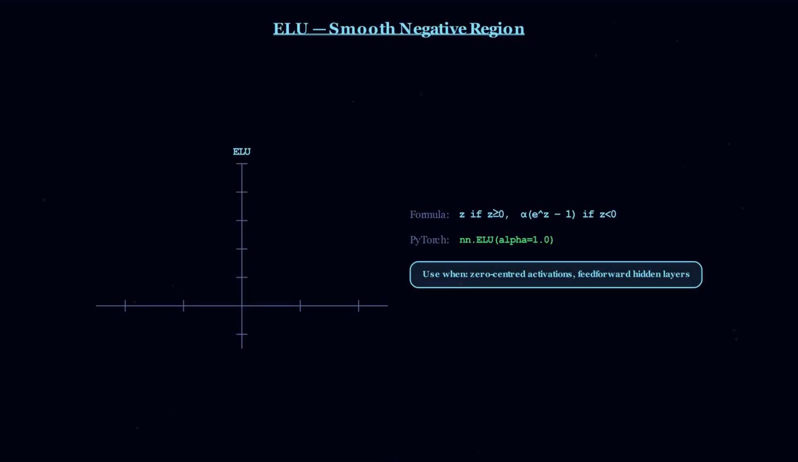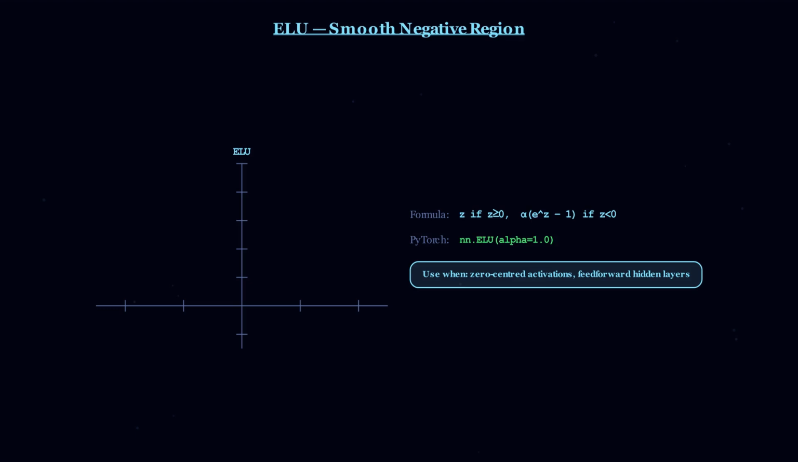Smooth negative region, mean outputs closer to 0. Formula: z for positive z, and alpha times e to the z minus 1 for negative z. Alpha is typically 1.0. The negative region is smooth, no kink at 0 like ReLU and Leaky ReLU. PyTorch: nn.ELU with alpha equals 1.0. The smooth negative region means the gradient is continuous at 0, cleaner signal flowing back through the network. The exponential saturates toward minus alpha for very negative z, so very negative pre-activations don't dominate the gradient. This can make training more robust on noisy data.